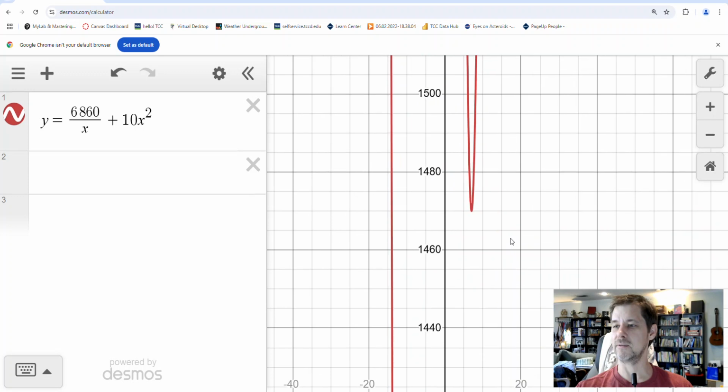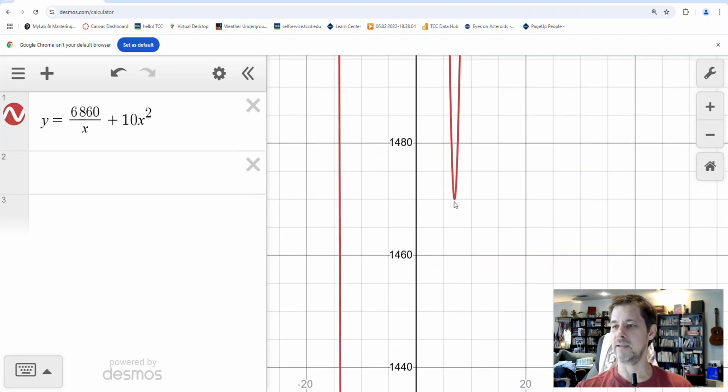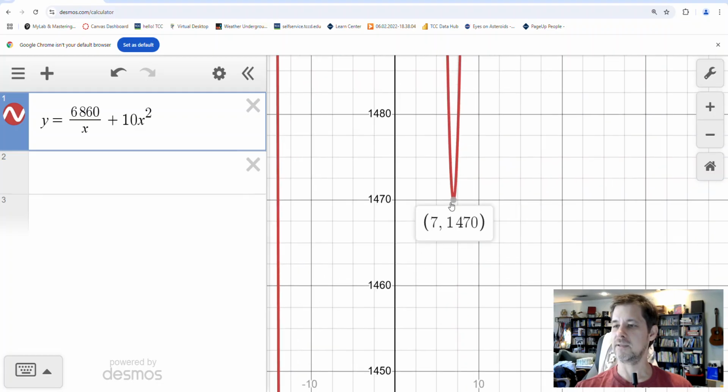Let's zoom in a little bit. And I'll say, okay, that's the point that I was looking for right there. This point at the bottom there represents the minimum cost. The x-coordinate is whatever the base needs to be of the storage shed. So if I could locate that somehow, yep, that appears to be at the bottom, and it says the x-coordinate is 7, the y-coordinate is 1470.